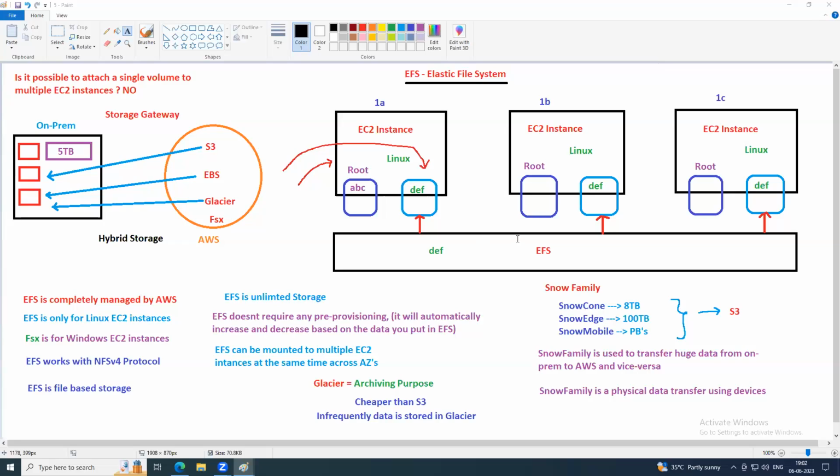Is this clear till here, everyone? No, you cannot use that, Krishna. For now, you have S3, EBS, Glacier, and FSx. Only these 4 are supported in Storage Gateway. Is this clear till here?